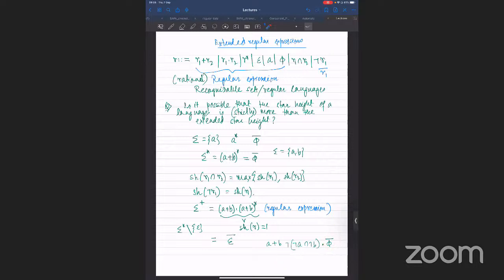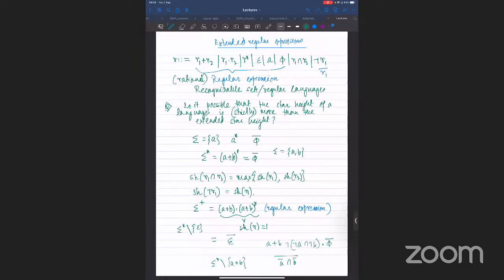And this is A bar intersection B bar and whole bar. So what will this have? Everything other than A, everything other than B, and then you take the intersection. So that will have everything which won't have A and B. So this is like sigma star minus A plus B. Exactly. And then of course you take the complement of that. So you have A plus B.